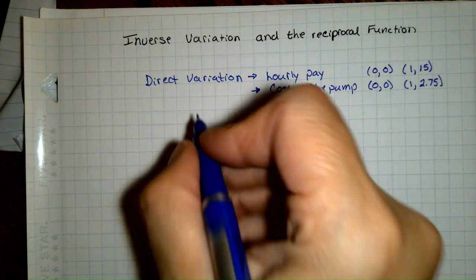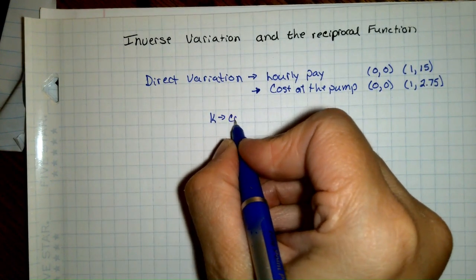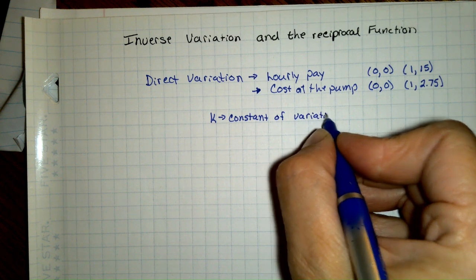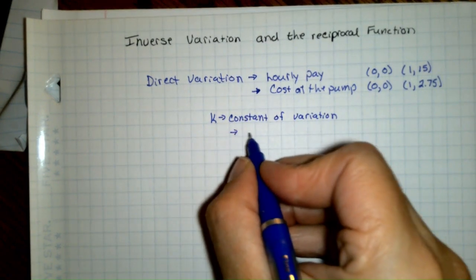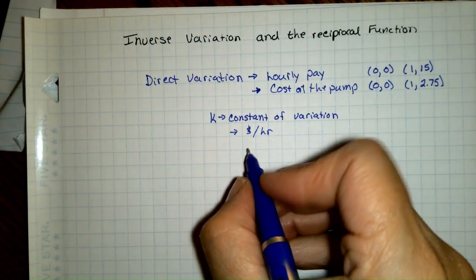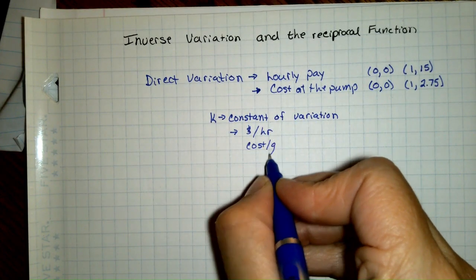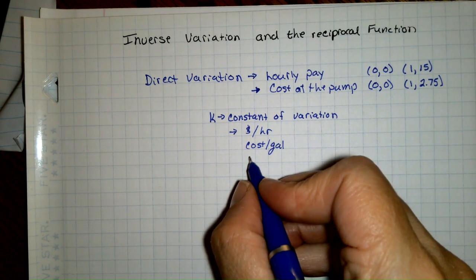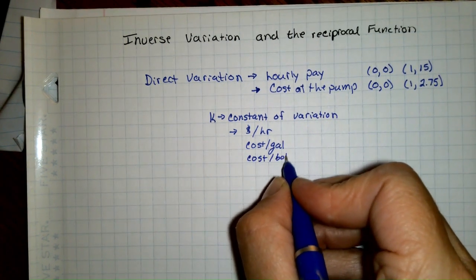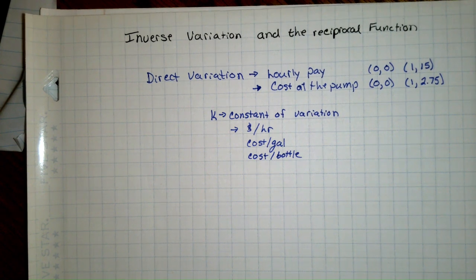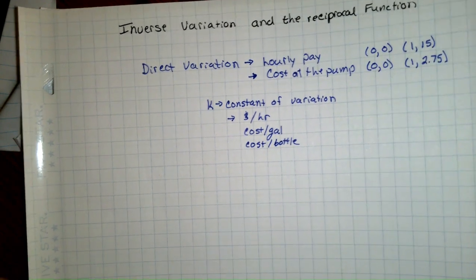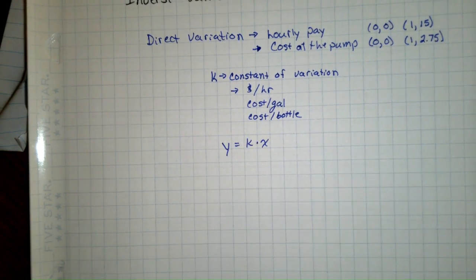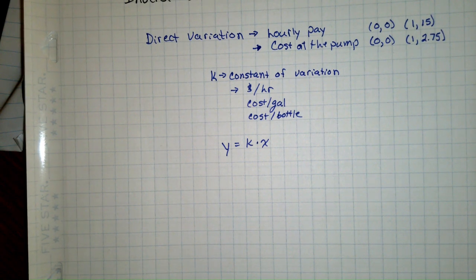That's your constant of variation. I use a K value for constant of variation. K might be your pay per hour, or your cost per gallon. If you're buying bottles of water or soda, it could be your cost per bottle, right? So it's basically how much it would cost for one. And these always come in the form y equals k times x. There's no plus, there's no minus, because it's a direct relationship.